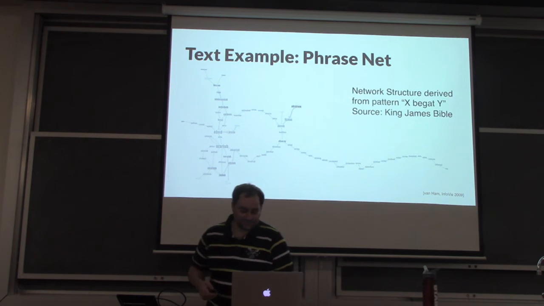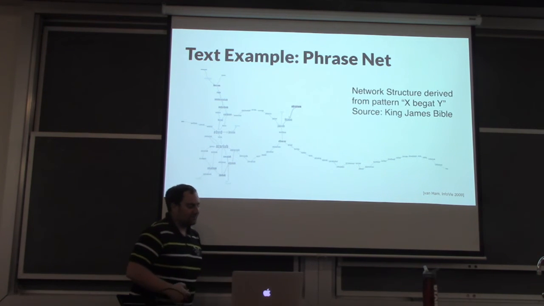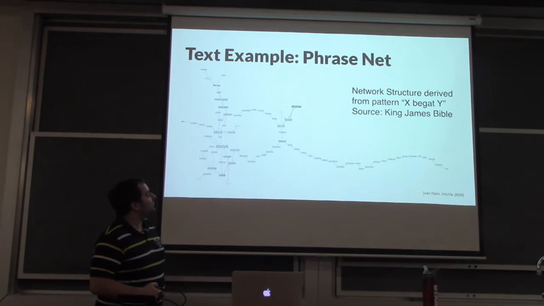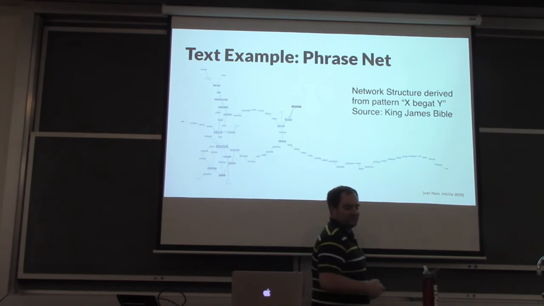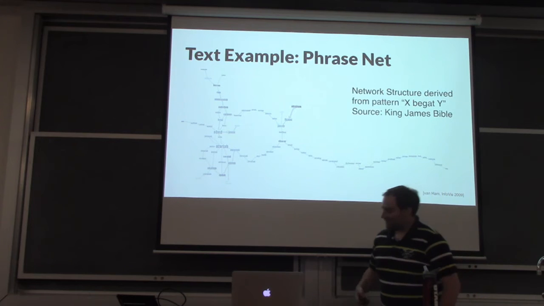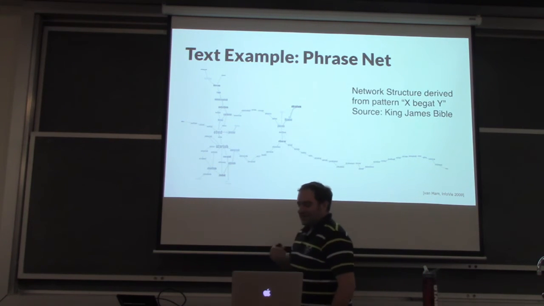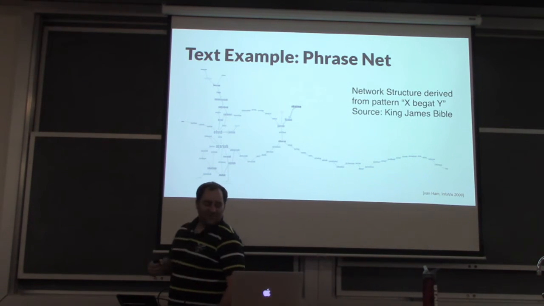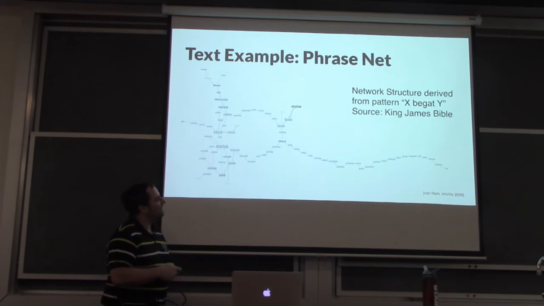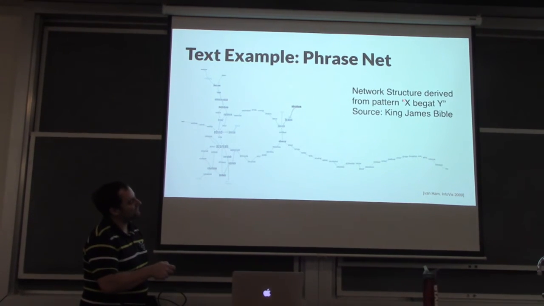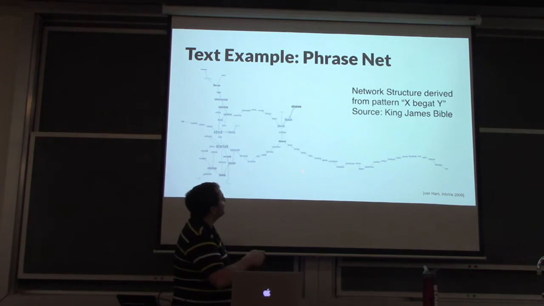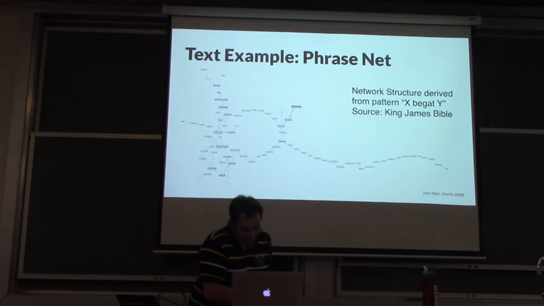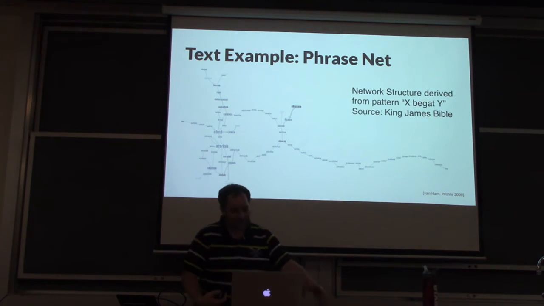So here's an example. This is a graph of who begat whom, so whose father or child in the Bible. The source here is the King James Bible, and the pattern that was searched for is X begat Y. And so you can see that we have a very long family here, from Elazar to Oili to Archim and so on.